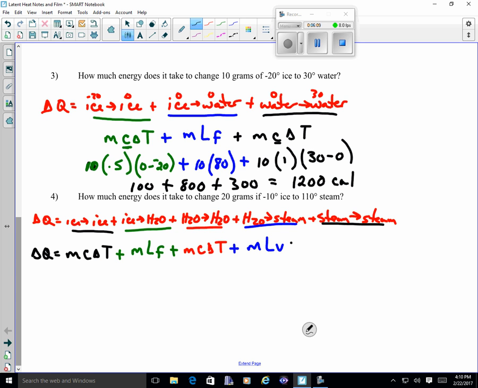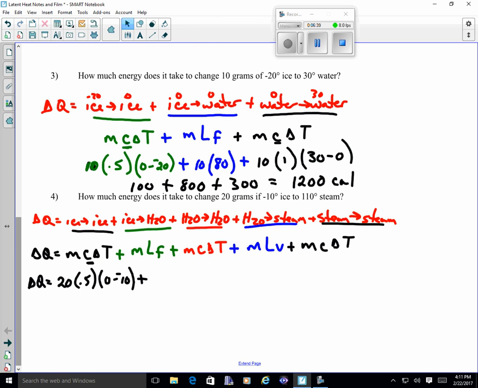And now we just got to plug in a bunch of numbers. So once again, the mass is always 20. So I'm going to put in delta Q equals 20. Now once again, the specific heat of ice here is 0.5. It's not 1. The temperature, it started out at negative 10. And the final temperature was 0, so I'm going to have 0 minus a negative 10. Now we got to do the latent heat of fusion. So again, our mass was 20. Latent heat of fusion is 80.